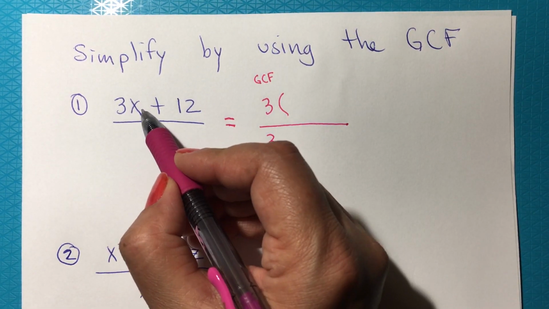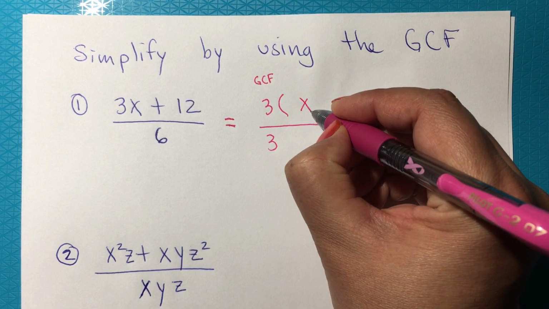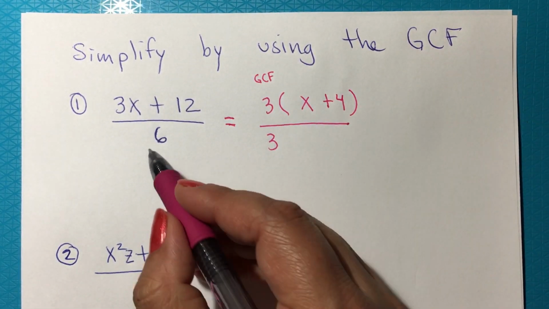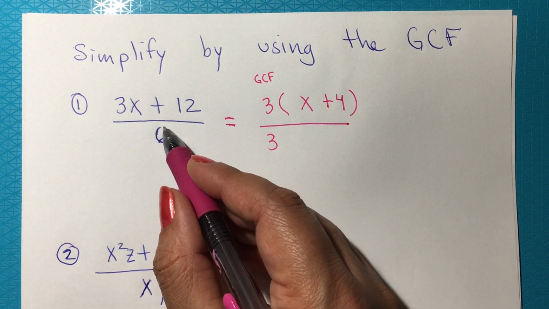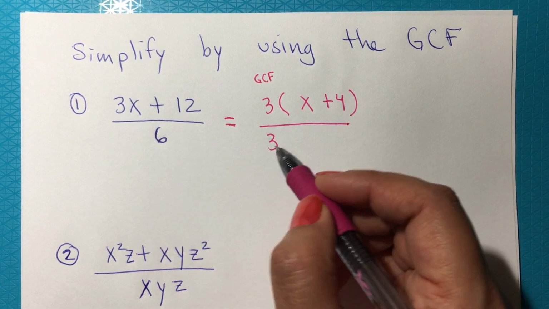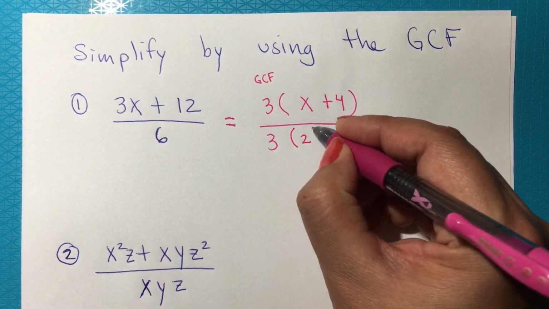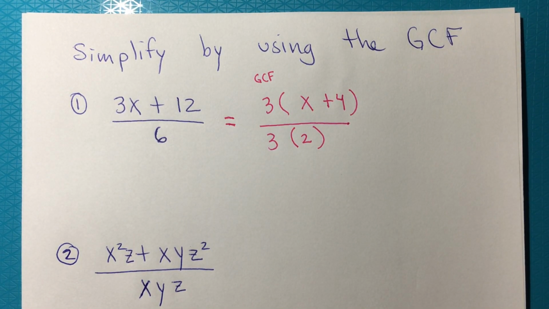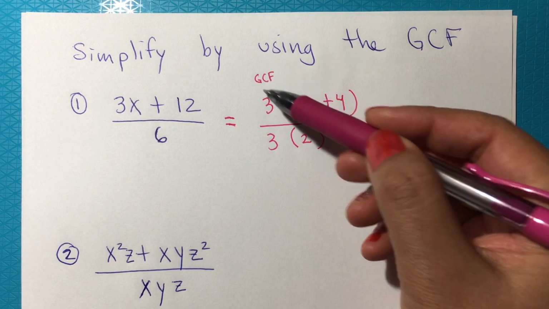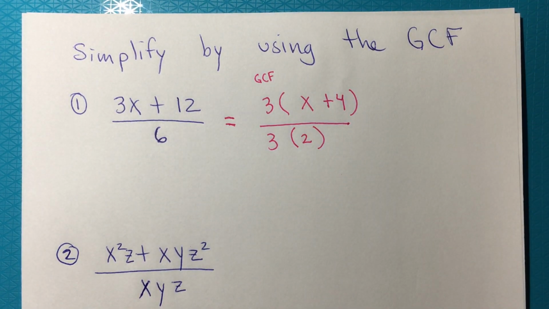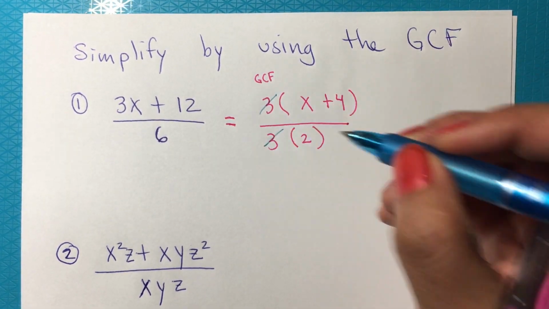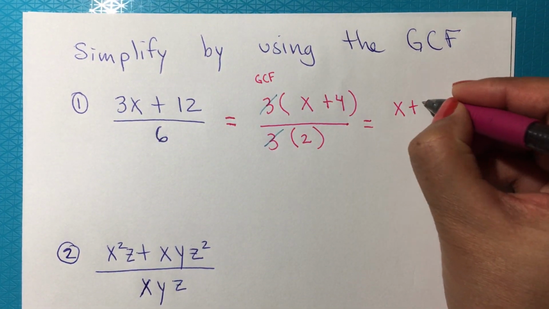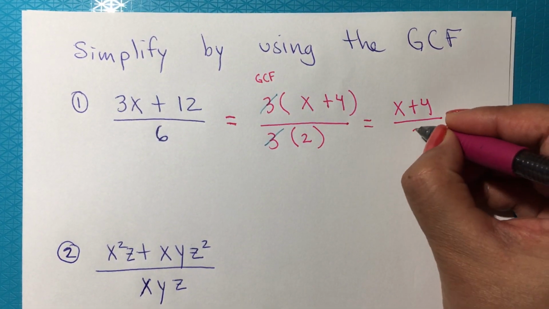And we start: 3x divided by 3 is x. 12 divided by 3 is 4. In here, for the denominator, we divide also. 6 divided by 3 is 2, because 2 times 3 is 6. And that's for the greatest common factor, that will be it. And the reason is because we want to cancel that. And we end up with x plus 4 divided by 2.